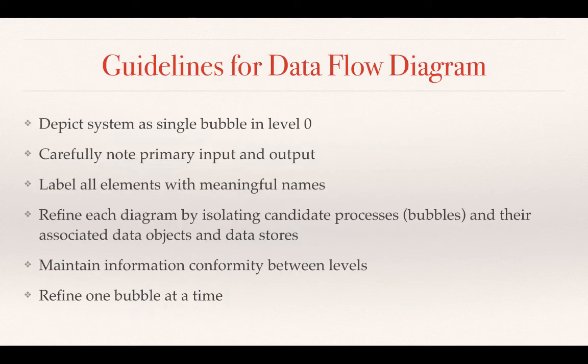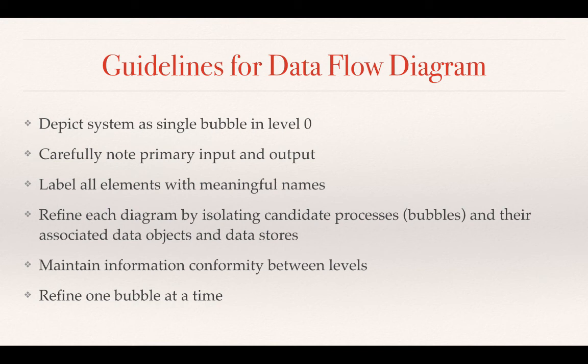Here are some guidelines for the data flow diagram. We depict the system as a single bubble in the level 0 diagram, as we've already seen. We note the primary input and output, label everything with meaningful names, and we refine each diagram that we create by elaborating the bubbles. An important part of this process of refinement is maintaining information conformity between the levels. It's easier to show you what this means rather than trying to explain it without the diagram.